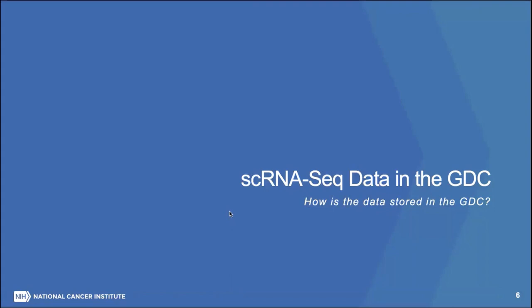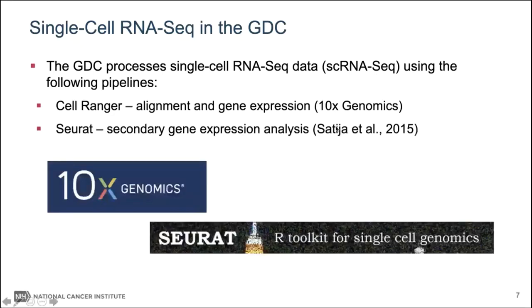So now that the short introduction's done, I'm going to tell you a little bit about how single-cell RNA-seq can be retrieved, queried, etc. in the GDC. So in general, the GDC processes single-cell RNA-seq using these pipelines. First is Cell Ranger, which performs the alignment and the gene expression analysis. And then that's followed by Seurat, which performs the secondary gene expression analysis. It's an R toolkit. I'm going to get into a little bit more about what that needs, but that's just the basic workflow. Cell Ranger and then Seurat.